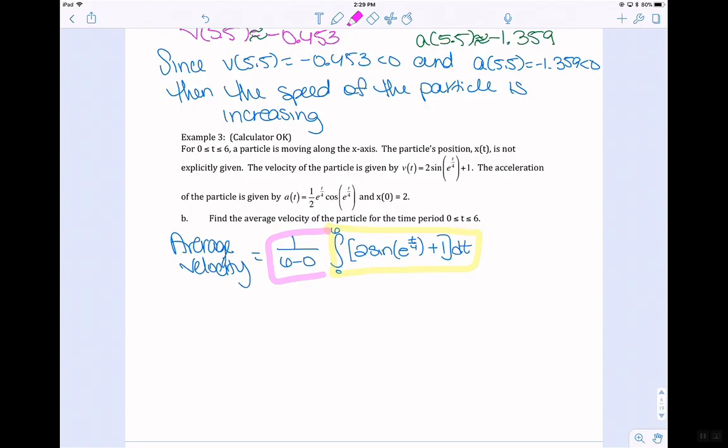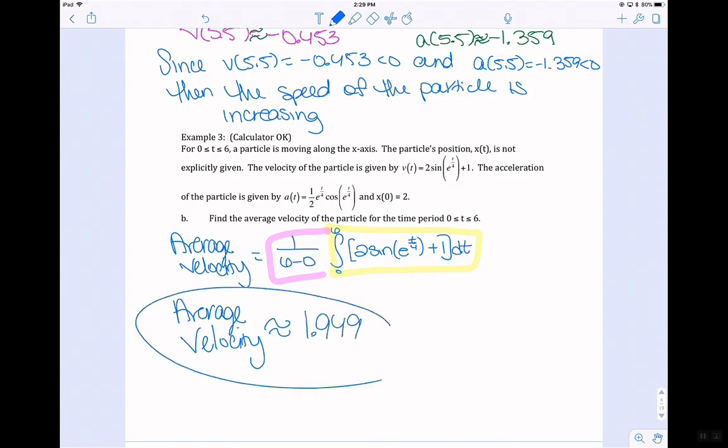So I can then do my graphing calculator, and I get approximately 1.949. Now notice none of these had units attached to them in the directions, and so that's why there hasn't been any units associated with the problems. Okay.